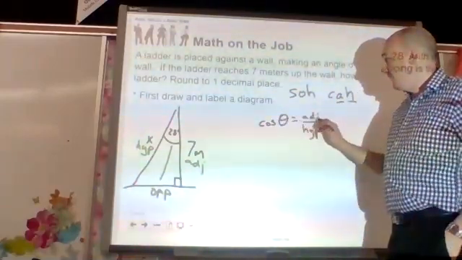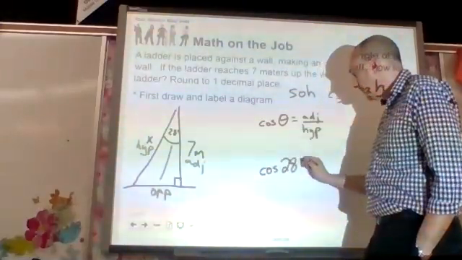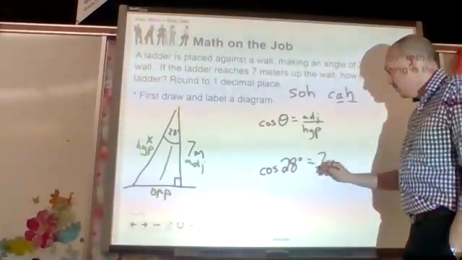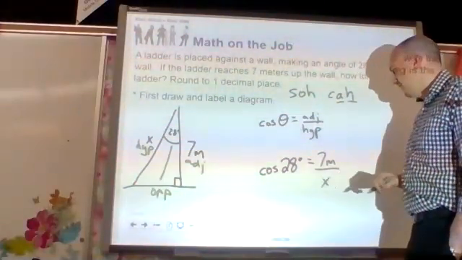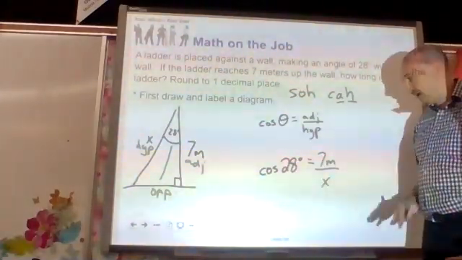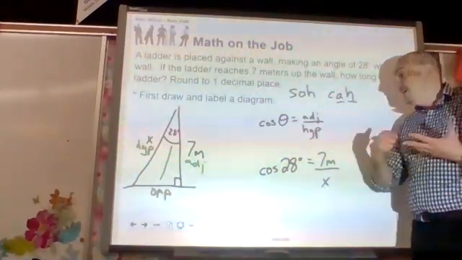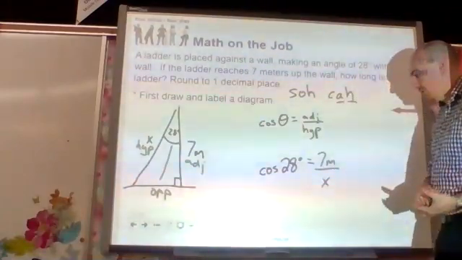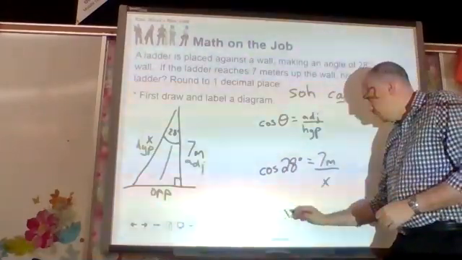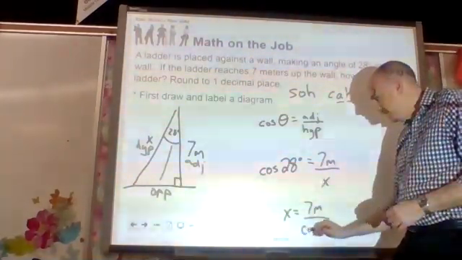So cosine of my angle, which is 28 degrees: cosine 28 equals my adjacent, 7 meters, over hypotenuse. That's x that I'm trying to solve for. Boom, I've got it written out. I have one unknown. My unknown is in the bottom, which means I'm going to divide by the trig ratio, cos 28. So x equals 7 meters divided by cosine 28.